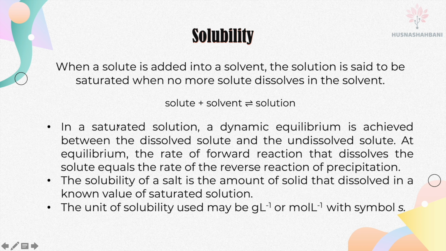This equation is reversible. Solution can become solvent and solute again. In a saturated solution, a dynamic equilibrium is achieved between the dissolved solute and the undissolved solute. At equilibrium, the rate of forward reaction that dissolves the solute equals the rate of the reverse reaction of precipitation. So solute mixed with solvent to become solution, this rate is equal to the rate of solution becoming solvent and solute again.